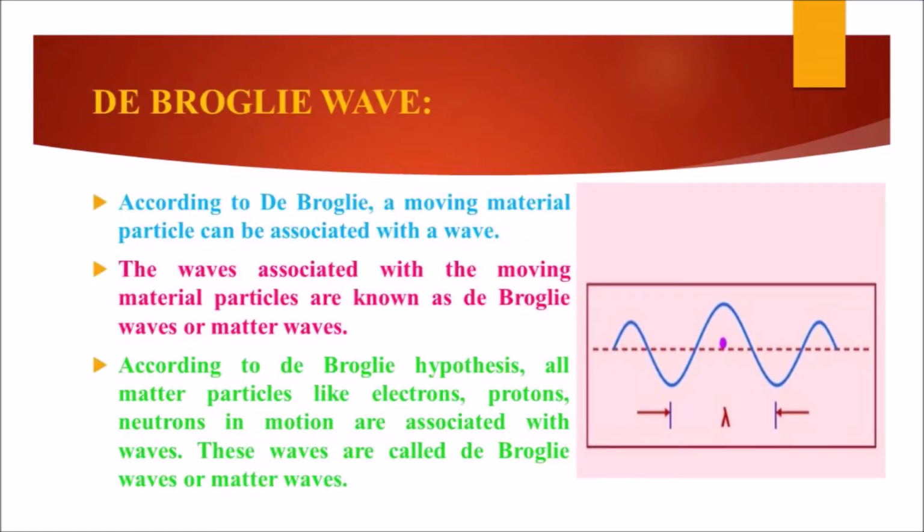The first topic is de Broglie wave. According to de Broglie, a moving particle can be associated with a wave. That is, a wave can guide the motion of the particle. The waves associated with moving material particles are known as de Broglie waves or matter waves. According to the de Broglie hypothesis, all matter particles like electrons, protons, neutrons in motion are associated with waves. These waves are called de Broglie waves or matter waves.